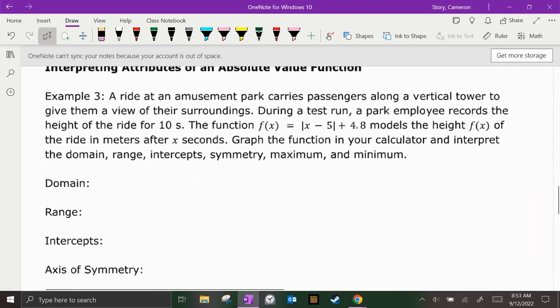Okay, let's take a look at this function right here. A ride at an amusement park carries passengers along a vertical tower to give them a view of their surroundings. During a test run, a park employee records the height of the ride for 10 seconds. The function f of x equals the absolute value of x minus 5, plus 4.8 models the height f of x of the ride in meters after x seconds. Graph the function in your calculator, interpret the domain, range, intercepts, symmetry, maximum, and minimum.